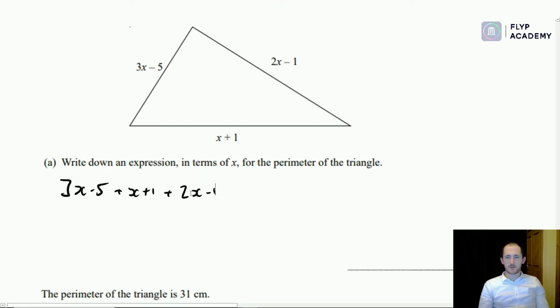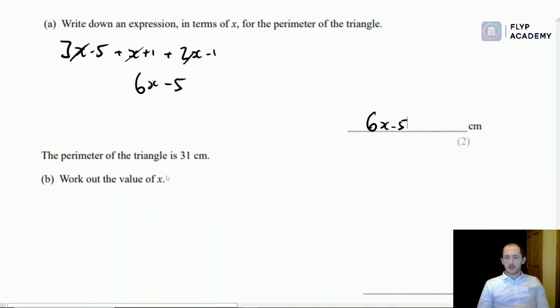3x plus x plus 2x, that's 6x. So get rid of these. Minus 5 plus 1 is minus 4. Minus 1 again is minus 5. So we have 6x minus 5. Easy. There you go. Perimeter is 31.